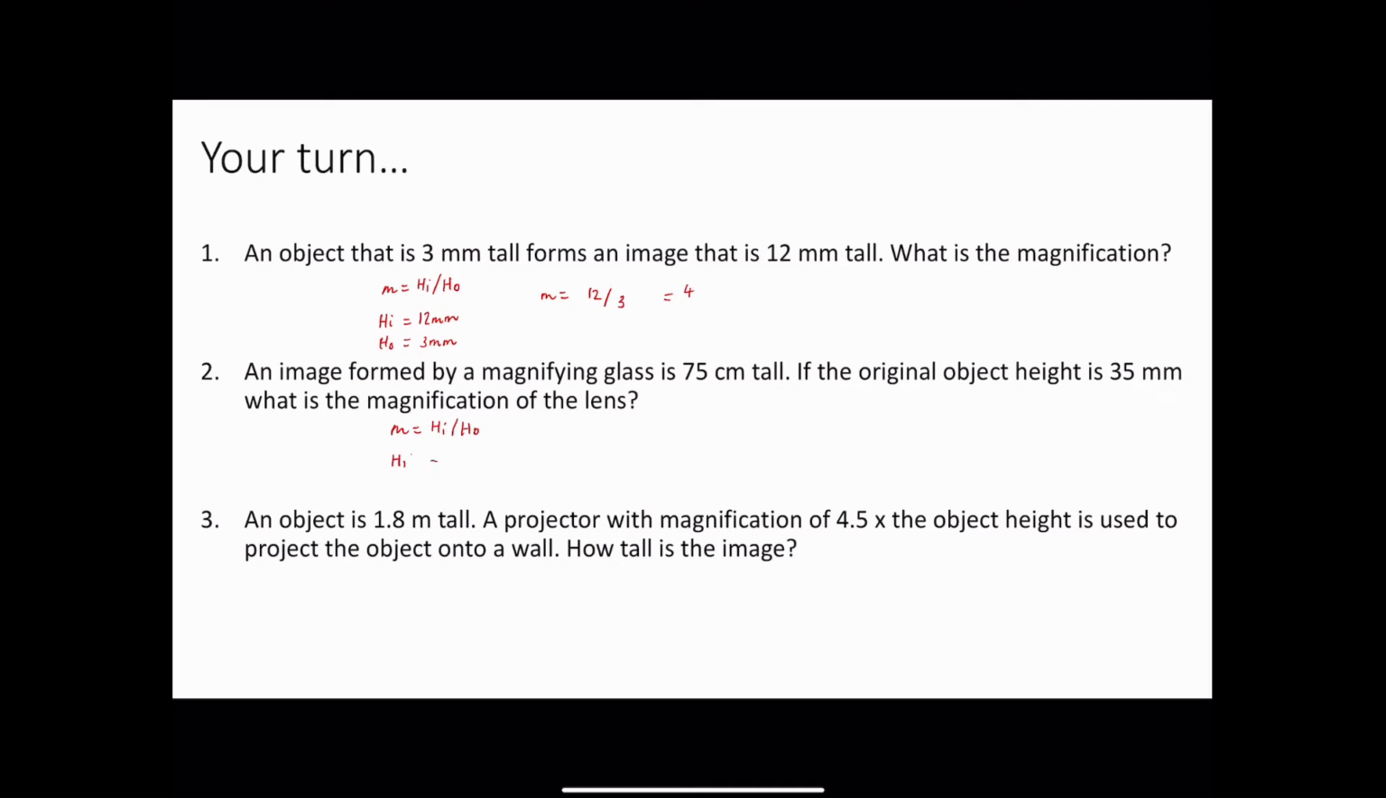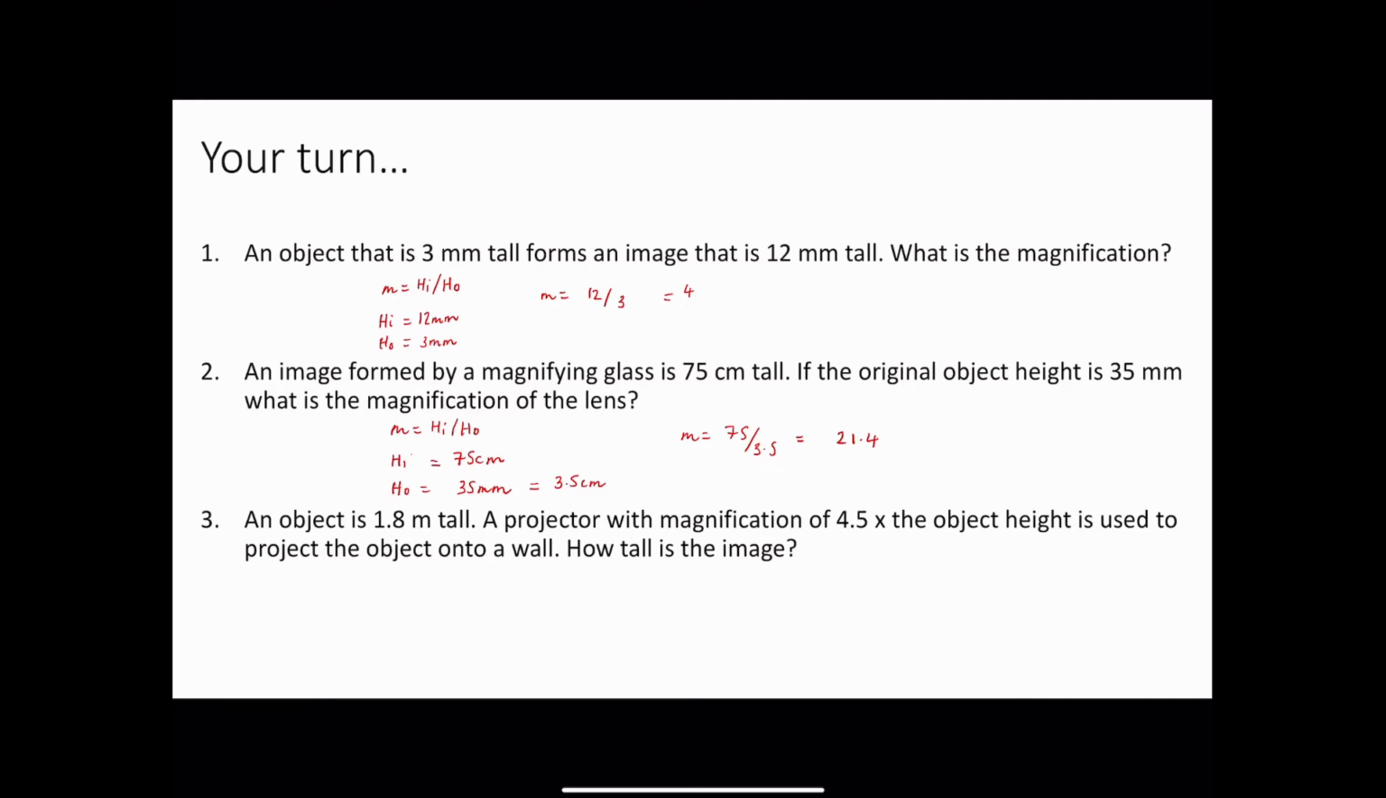Image height is 75 centimeters. Object height is 35 millimeters. I want that in centimeters, so that is 3.5 centimeters. Plug those numbers in. Magnification is equal to 75 over 3.5. Putting that into my calculator, I get a magnification of 21.4. Okay, so 21.4 is my magnification.